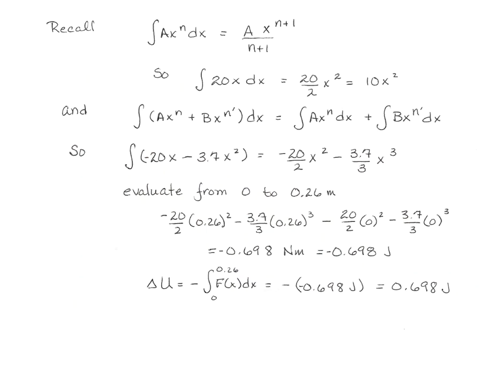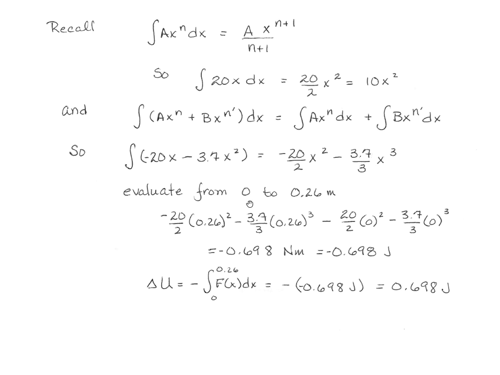As we've seen before, anytime I have an integral of x to some nth power, when I integrate, it's going to equal x to the n plus 1 divided by n plus 1. So if I did this with my 20x dx, I'd get 20 divided by 2 times x squared, and I would end up with 10x squared. And we can use the rule that if I have two terms added together, I can do the individual integrals. In this case, we're using the minus 20 and the minus 3.7, and we get our equation.